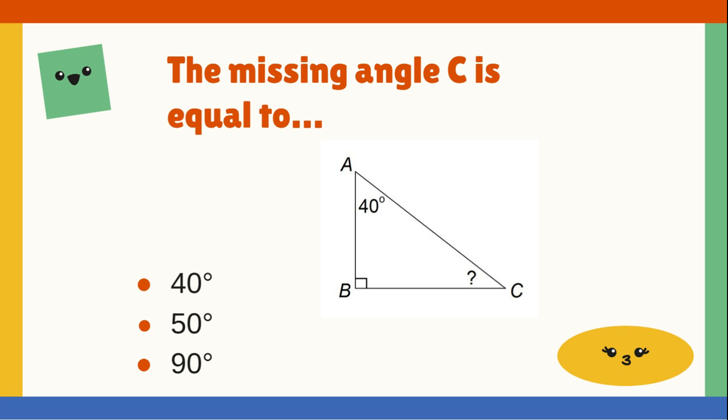And this one's a little bit trickier. So it says the missing angle C is equal to 40, 50, or 90 degrees. I'm going to give you a second to try to figure this one out. I know it only looks like we have one of the angles there, but we can actually figure out angle B pretty easily as well. And then if we remember that all the angles should add up to 180 degrees, we can figure out what angle C is.